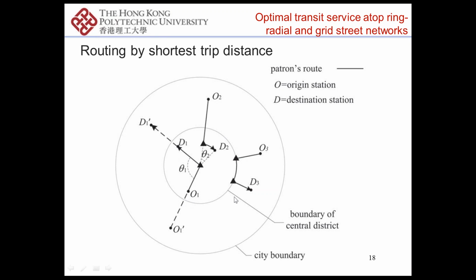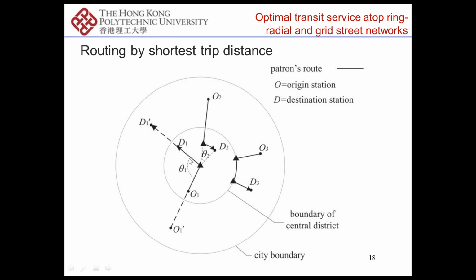O1 D1, which is inside the central area, the small circle encloses the central area. The larger circle is the city boundary. So for a trip from O1 to D1 with a large angle, we will find that the shortest distance is through the city center. And this is also true for a trip originated in the periphery and ended in the periphery, a trip originated in the periphery and ended in the central area, or a trip originated in the central area and ended in the periphery. All these trips with large angles will pass through the city center.